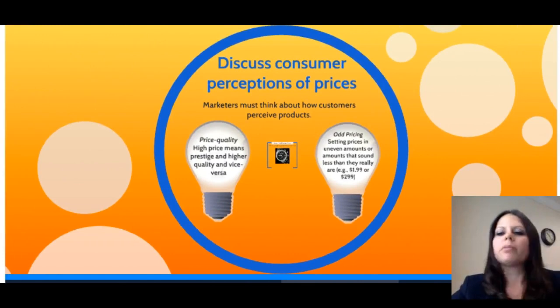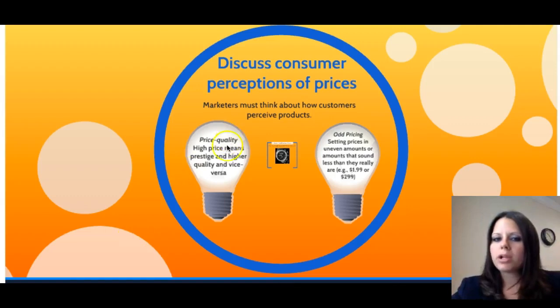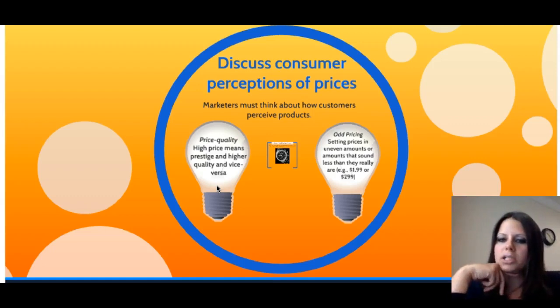Now, another piece of pricing that's really important is our perception of the price. Marketers have to think about how customers perceive products based on that pricing. So in price quality, a higher price means prestige, higher quality, and vice versa. If it's a lower price, a customer might think, hey, that's not going to be the best product. Yes, I can get these scissors for $1, but maybe they'll break in a week, whereas the $3 ones will last longer. So there's a little bit of quality association that customers perceive with a product in terms of its price.